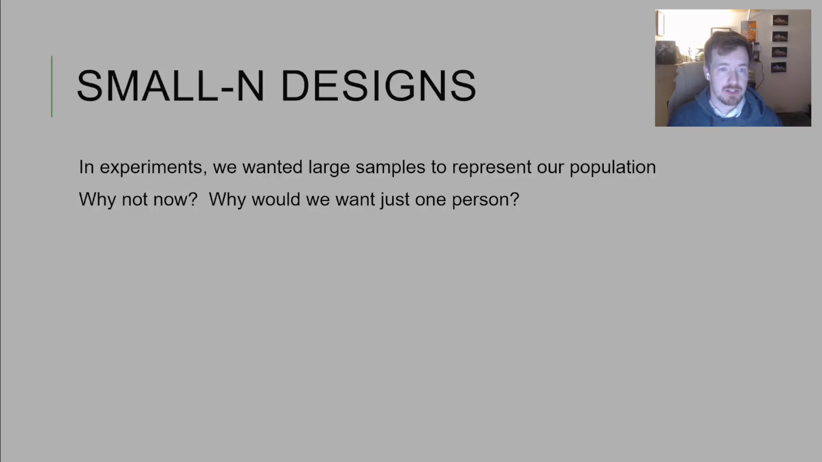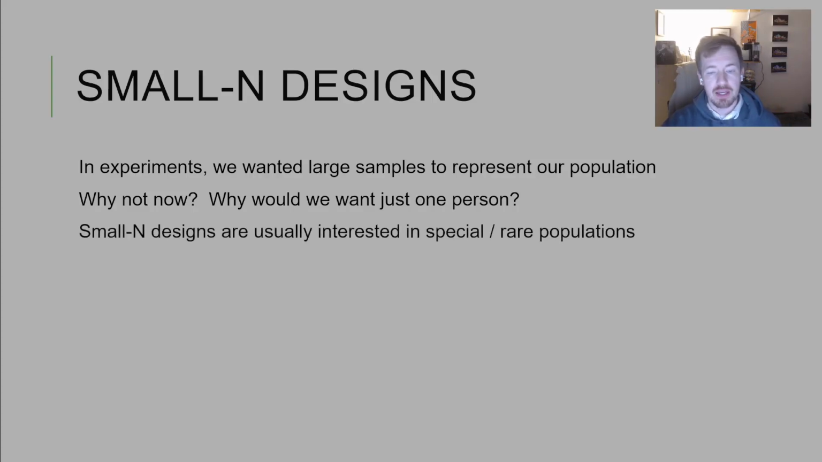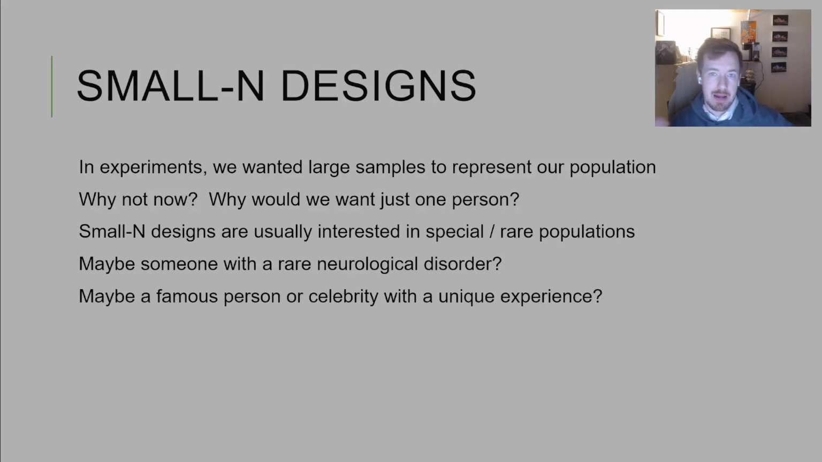We might, in some cases, want just a single person to study. There are a couple of reasons why we might want to do that. One is that if we're using a small n design or a single subject design, it usually means that we're interested in a rare population. To go back to the previous slide, an individual that has part of her brain removed, right? That's a very special population because it does not happen to everybody. So it might be helpful to track this individual to see how and if their behavior changes. This can also apply to the second point here: maybe somebody that has a rare neurological disorder. That would mean that they are a rare or special population.